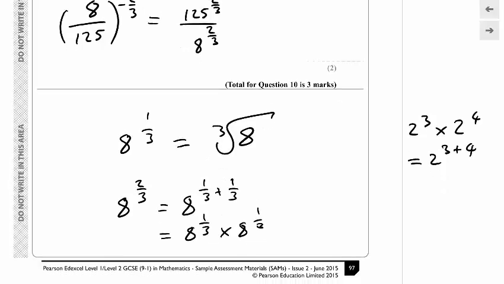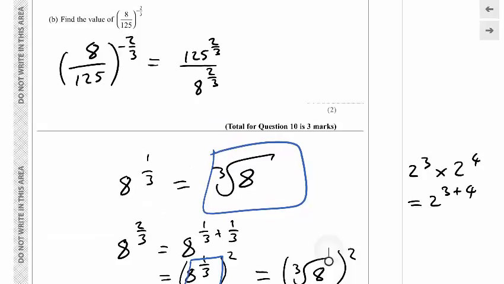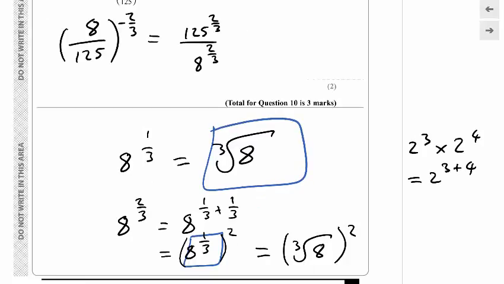Are you happy then that 8 to the power of a third times 8 to the power of a third, I'm just multiplying the same thing together twice, so I can simplify that using index notation as just 8 to the power of a third, squared. And I've just said that 8 to the power of a third is just the cube root of 8. So actually that is just equal to the cube root of 8, all squared. And I can use a similar kind of argument for the numerator. So I've got the cube root of 8 all squared, and a similar thing for the numerator: I've got the cube root of 125, all squared.